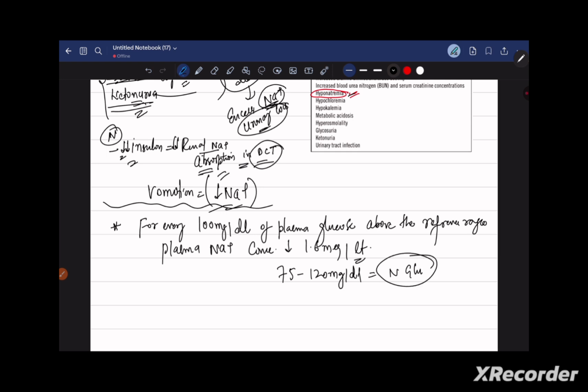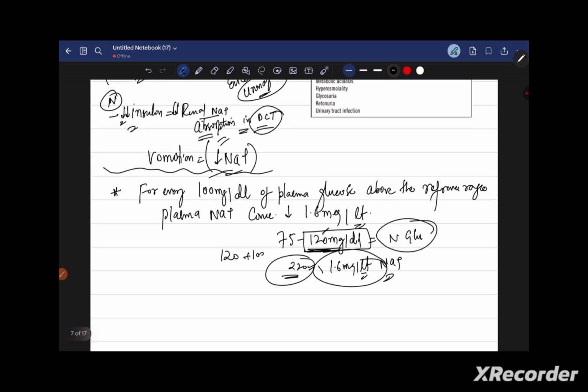So for every 100 mg per dl of plasma glucose above the reference range: 120 is the highest normal value, and when it increases by 100 it becomes 220 mg per dl. That will decrease the sodium concentration by 1.6 milliequivalents. So this you have to remember.